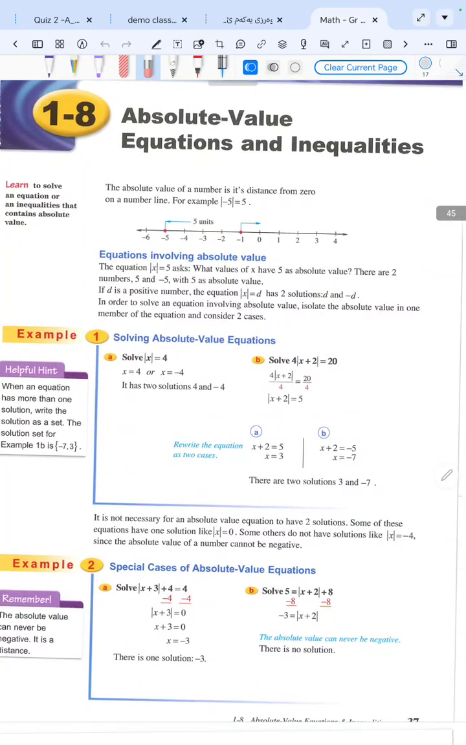In this topic we have two cases. We have absolute value equations and absolute value inequalities, okay? How can you recognize an absolute value equation? There is an equal sign. What about an absolute value inequality? We have an inequality sign, okay?